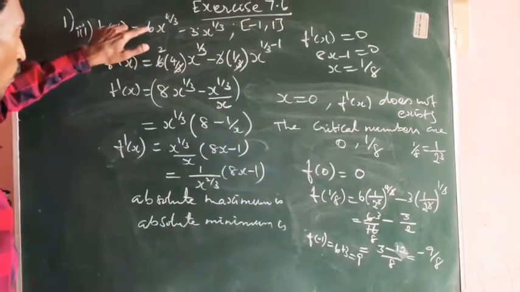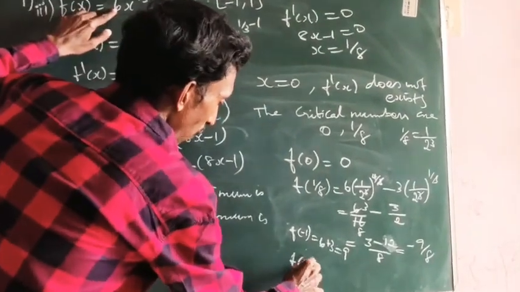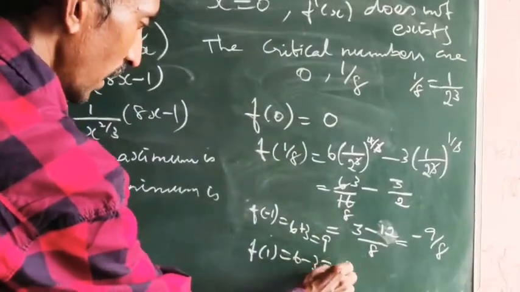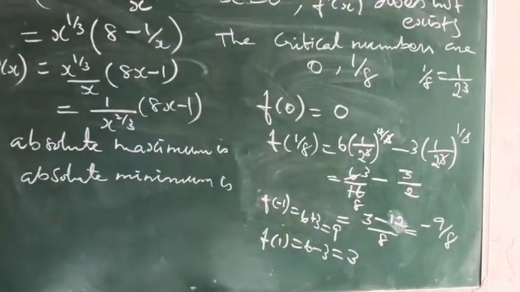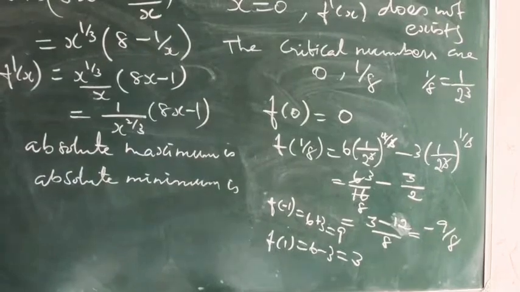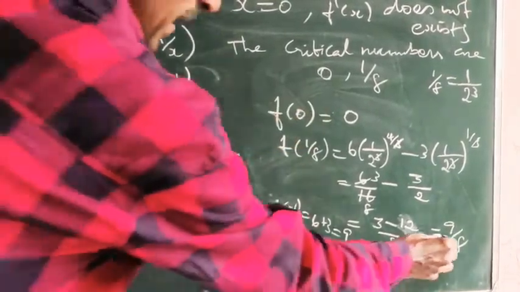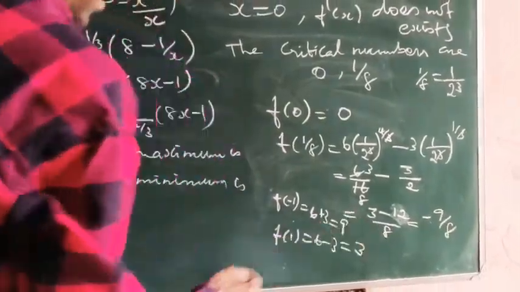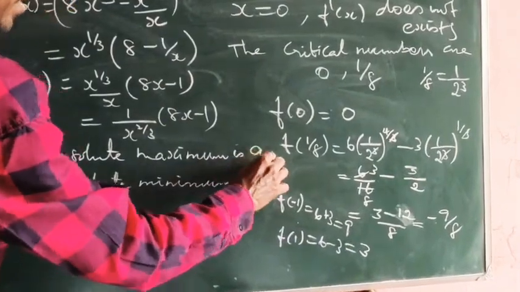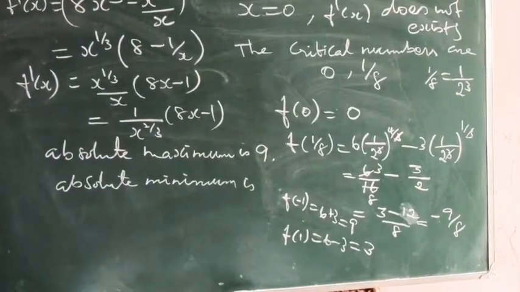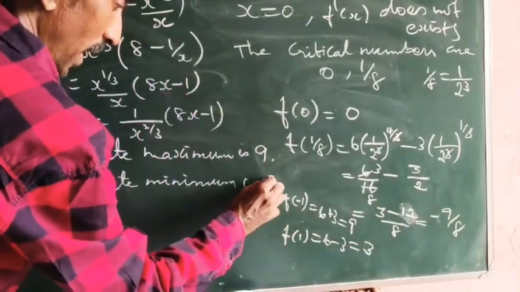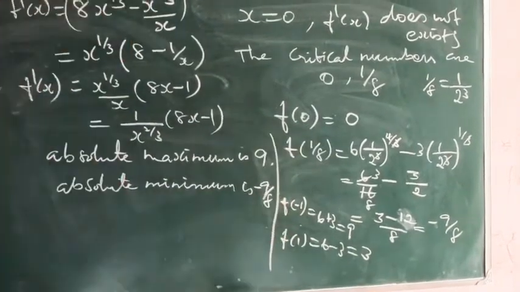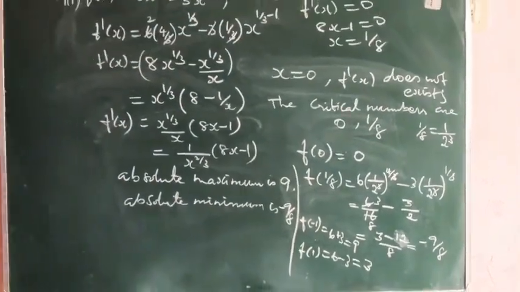And once again we are putting 1, f of 1 is 6 minus 3, so we are getting 3. So now we have 4 values: 0, minus 9 by 8, 9 and 3. The highest value is 9, the absolute maximum is 9, and the lowest is minus 9 by 8. So absolute minimum is minus 9 by 8.